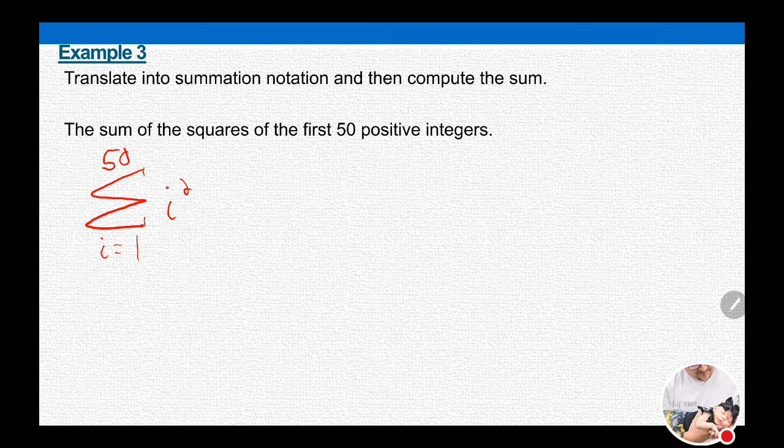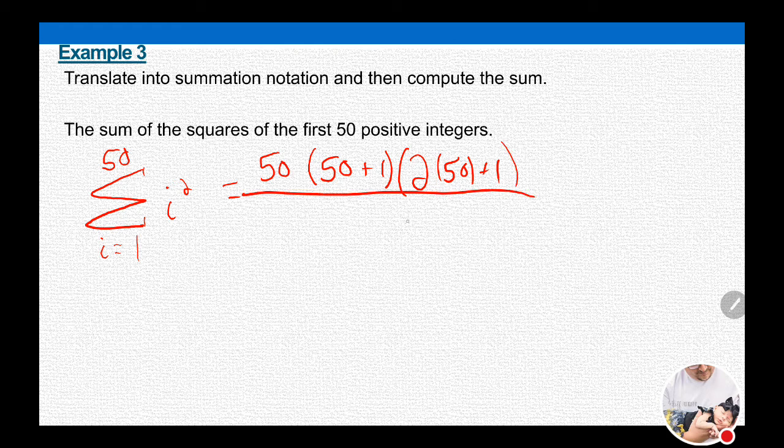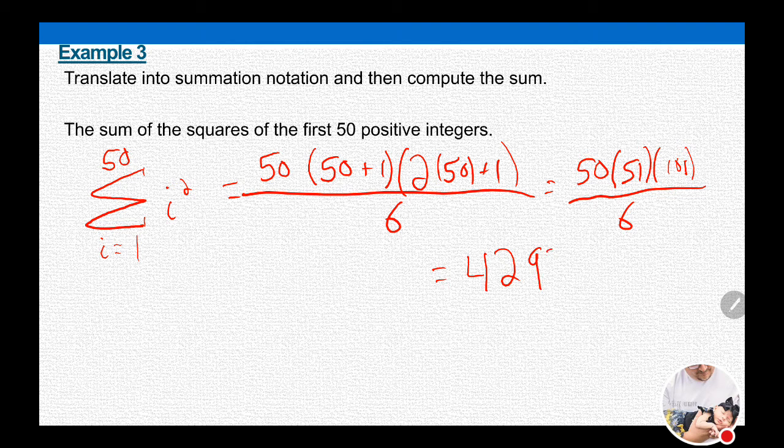Alright? So that's what we're actually trying to find. Now we had a rule to help us out with that, and that was just going to be the number of terms times the number of terms plus 1 times 2 times that number of terms plus 1. All of that is over 6. So pretty much we're going to do 50 times 51 times 101 divided by 6. And if you calculate that out, you get 42,925.